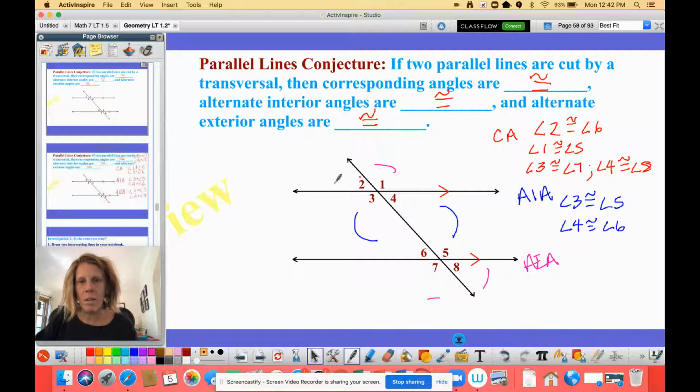And then the last one, alternate exterior angles. So we're going outside of the parallel lines, but still alternating sides of the transversal. Angle 2's alternate exterior angle partner is angle 8, opposite sides of the transversal. And angle 1's alternate exterior angle partner is angle 7.